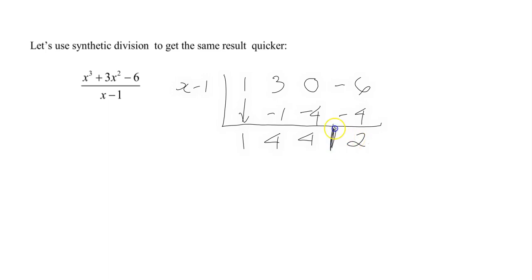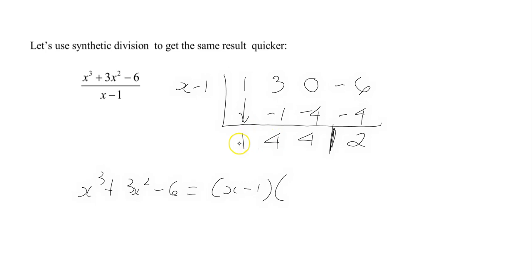That's a nice put a little line here. That's my remainder. So the way that I read this is, that's the remainder. That's the constant term of the quotient. This is the quotient. That's the constant term. That's the x term. That's the x squared term. So I would write this: x cubed plus 3x squared minus 6 is equal to x minus 1, the divisor, times the quotient, constant, x, x squared.